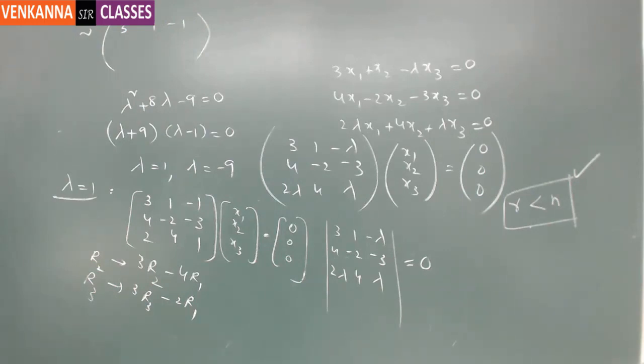Why would the determinant be 0 if r is less than n? If the determinant is 0, then only the rank will be less than the number of variables, right? If the determinant is not equal to 0, what could be the rank of the matrix? It will be 3. So the rank of the matrix is nothing but 3, agreed? So it has only the trivial solution, which is nothing but 0, 0, 0.